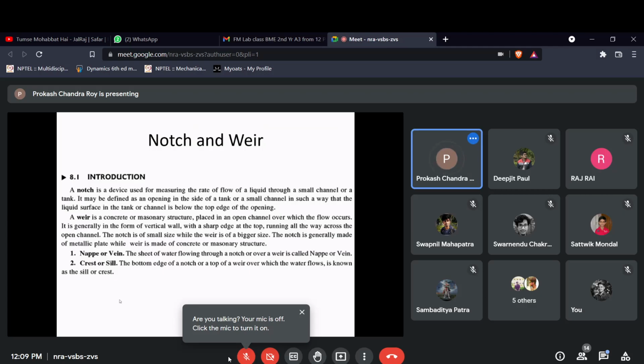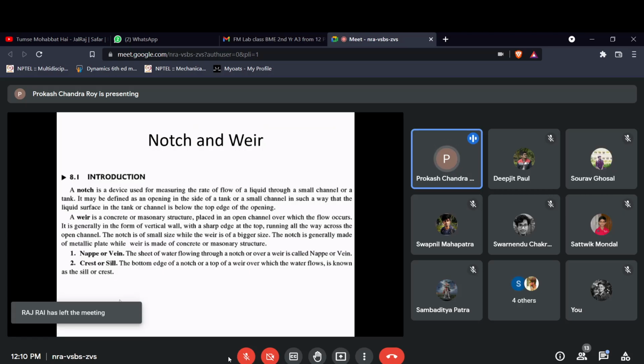A weir is a concrete or masonry structure, larger than the notch, placed in an open channel over which the flow occurs. This is the larger portion, and it is generally in the form of a vertical wall with a sharp edge at the top running all the way across the open channel. So if you have a large open channel, it will simply be a vertical wall, and water will flow over that wall, and it will maintain a certain thickness of the liquid that will pass over the notch.